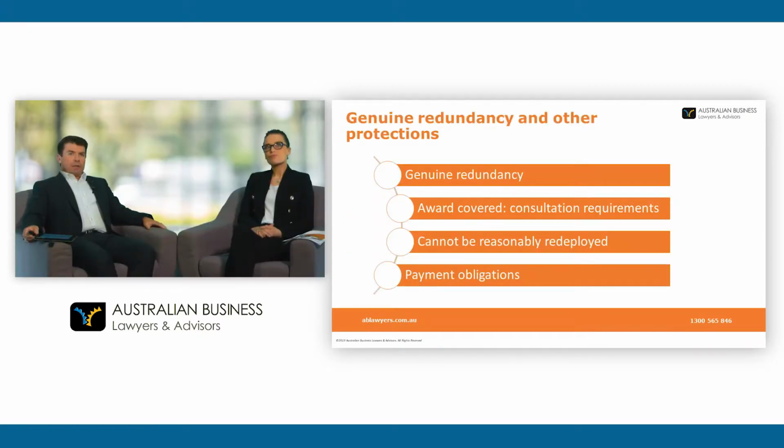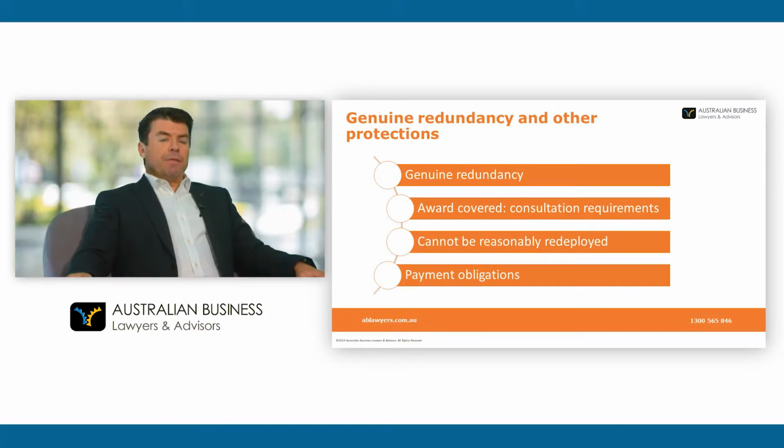So when we look at genuine redundancy and other protections, now I'm talking about the statutory definition of genuine redundancy in Section 389 of the Fair Work Act. The first question is the one that Emily talked about earlier, and that is the person's job is no longer required to be performed by the employer, and that is the job itself is no longer to be performed by anyone by the employer due to operational changes to the employer's enterprise.